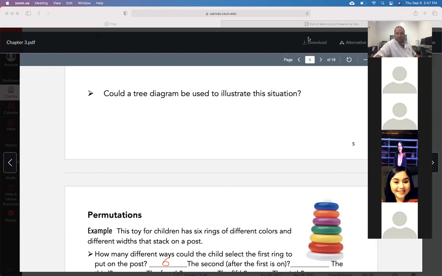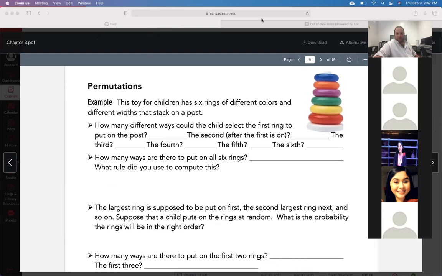I'm going to erase that for a second, scroll up so I can write more. So the first one, it could be any one of the 6. Now, once you've put the first one on, how many choices do you have for the second? 5. For the third? 4. For the fourth? 3. For the fifth? 2. And for the last? 1. Lift off. Okay. So how many ways are there to put on all 6 rings?